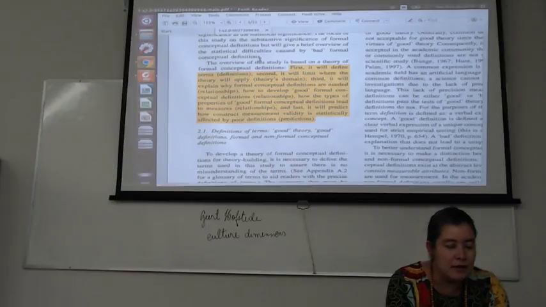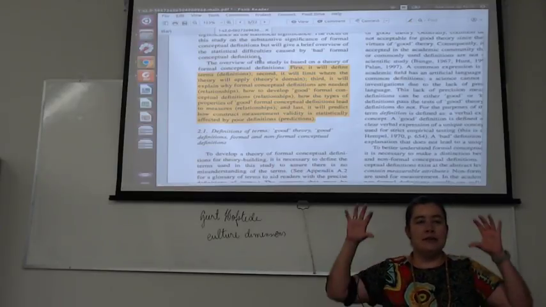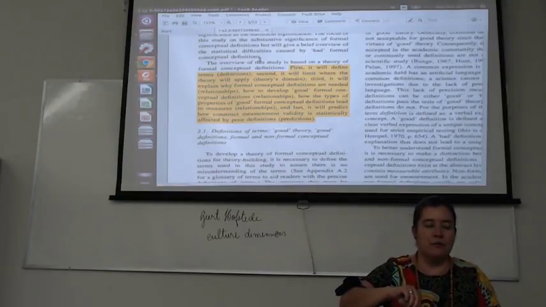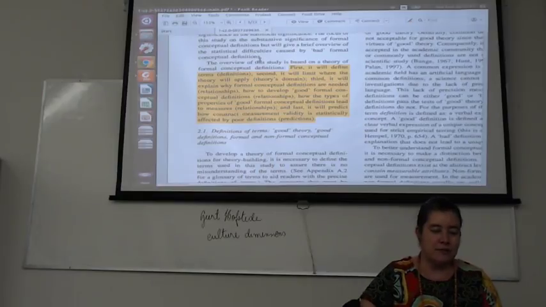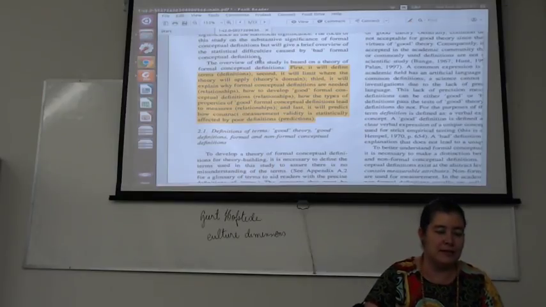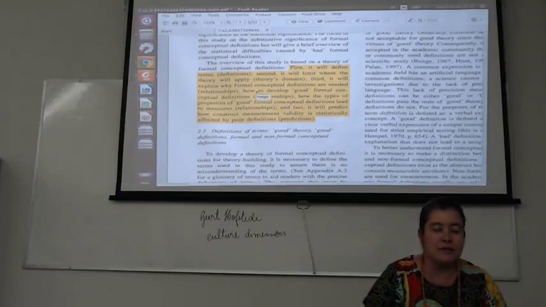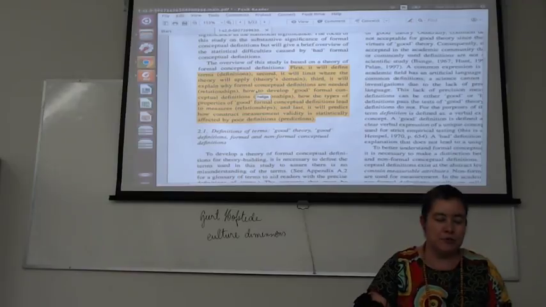Third, it will explain why formal conceptual definitions are needed. So, first you put the things on the table. Then you say what the size of the table is and where this table is located. Then you start putting those things on the table in relationship to each other.